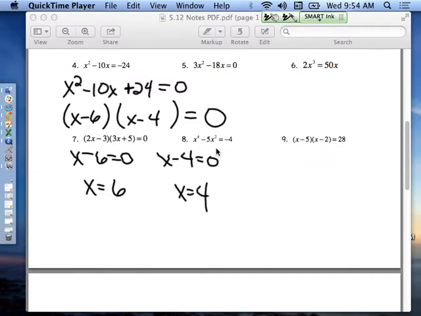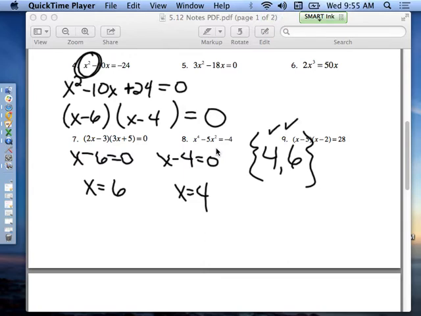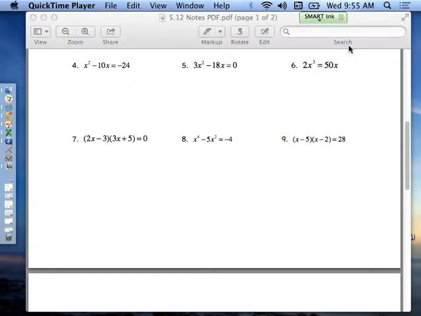So that means my solution set for number 4 is positive 4 and positive 6. So I have a degree 2 quadratic. That means I can have at most 2 real number solutions. Moving on to the next problem.